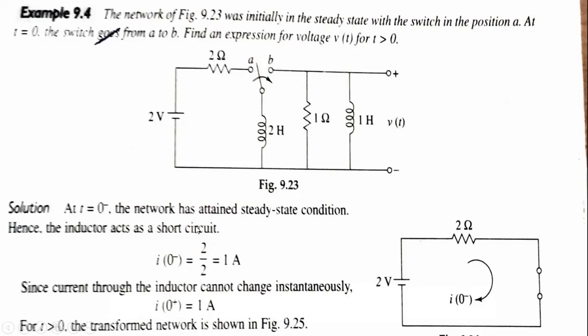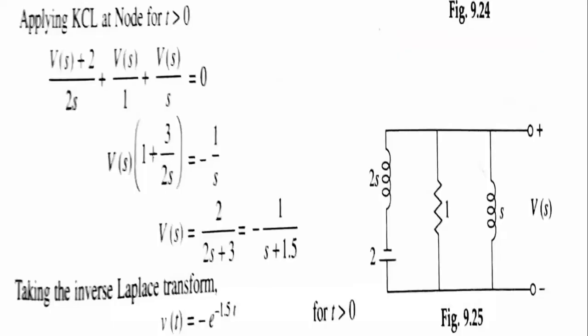Later, since the current through the inductor cannot change instantly, it will take time. So i(0 plus) will be the same at that particular moment. Later the time will increase, so definitely the current will change when t is greater than 0. So for the parallel circuit, apply the KCL. Remember, series circuit: find the current, apply the KVL. Parallel circuit: find the voltage, apply the KCL, because of the nodes.